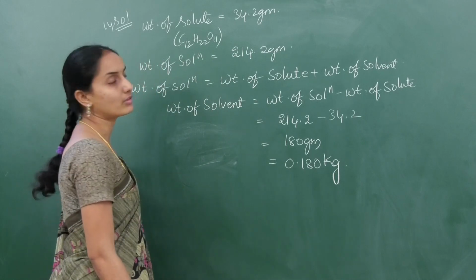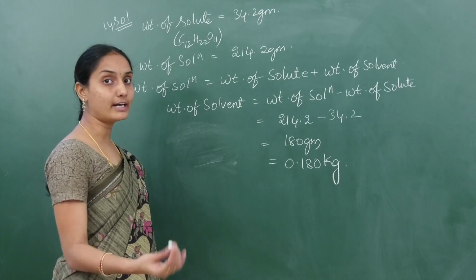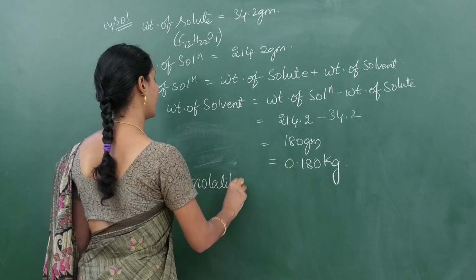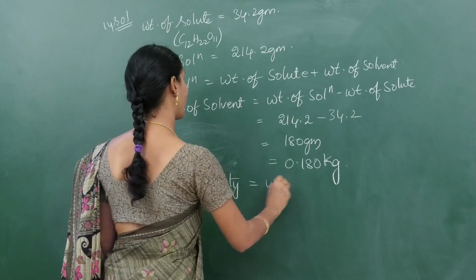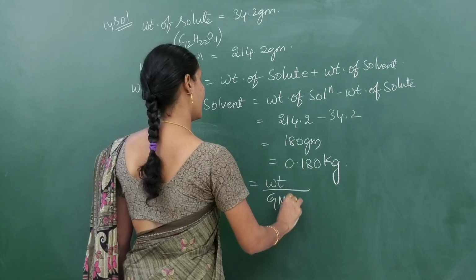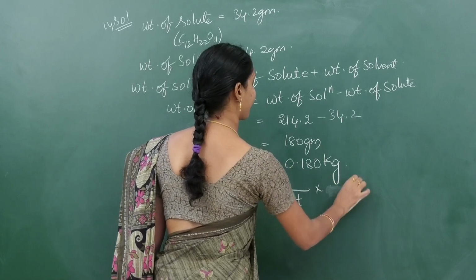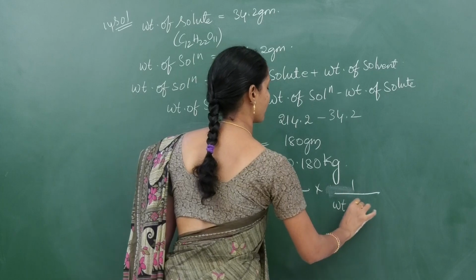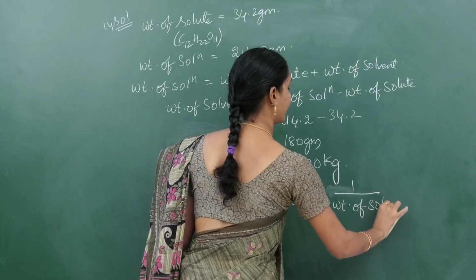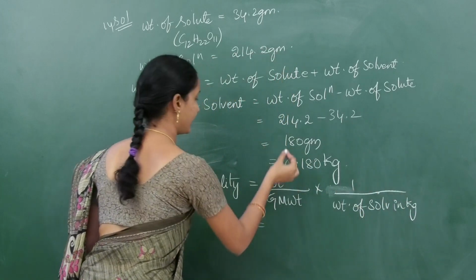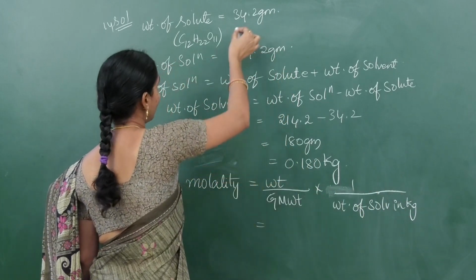Now what all you have to calculate is molality and mole fraction. So let us calculate first molality. Molality is equal to weight of the solute by gram molecular weight into 1 by weight of solvent in kg. So weight of solute is equal to how much weight is given?